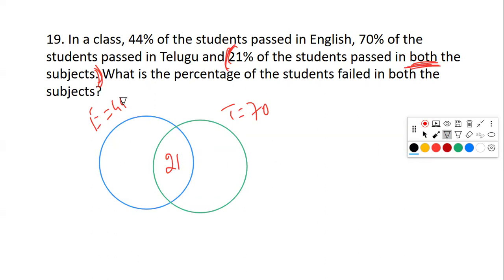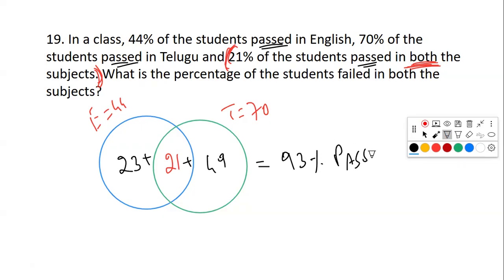Now you can fill up. English total is 44. So 21 is already there in English. So what will be the remaining? 23. Telugu total is 70 and 21 is already there. So it is 49. So what is the status of these students? They have passed in Telugu, so the status is passed. So if I add up, the green circle is 70, 70 plus 23, 93% is what?